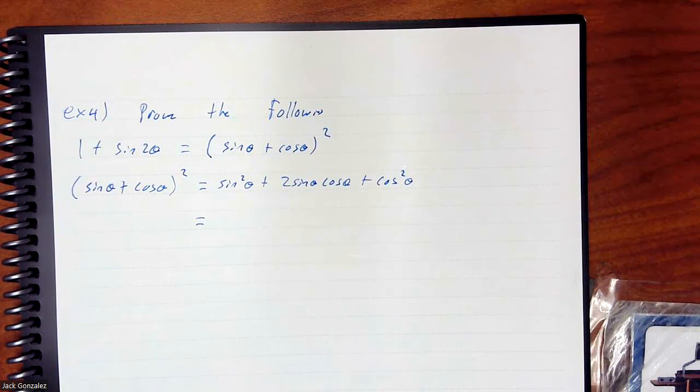Square it: sine times sine, sine squared; sine times cosine; cosine times sine, well, that is the same thing; cosine times cosine. You end up with this. Flat out, you end up with 2 of these sine cosine terms, and cosine squared.